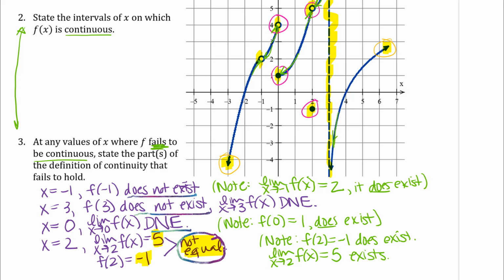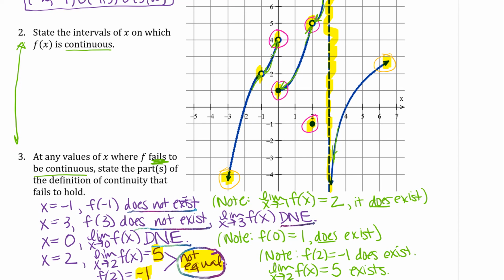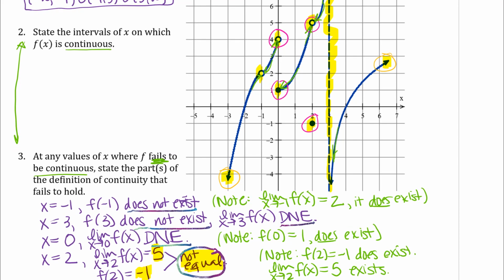So notice on all of these others, I didn't really talk about them being equal. That really only makes sense to check that third condition if the two things that you're talking about actually exist, so you can check to see if they actually are equal. All right, so intuitively, looking at the graph, x equals -1, 0, 2, and 3 are the places where I see breaks in the graph.